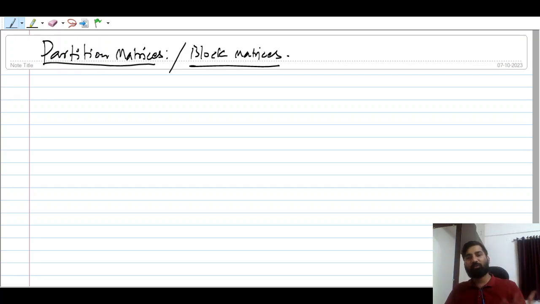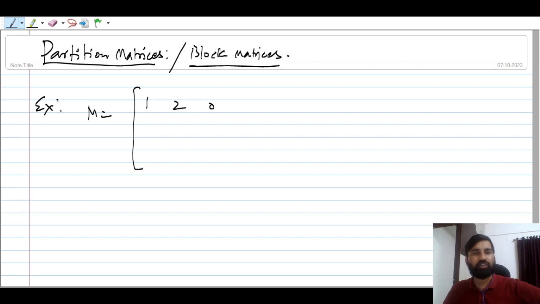So in this session, I'm going to discuss partition matrices. Remember, we will be given a matrix. Let me take directly one example to understand. Suppose we have one matrix, M, and the matrix is 1, 2, 0, 3, 0, 1, and 2, 1, 0.